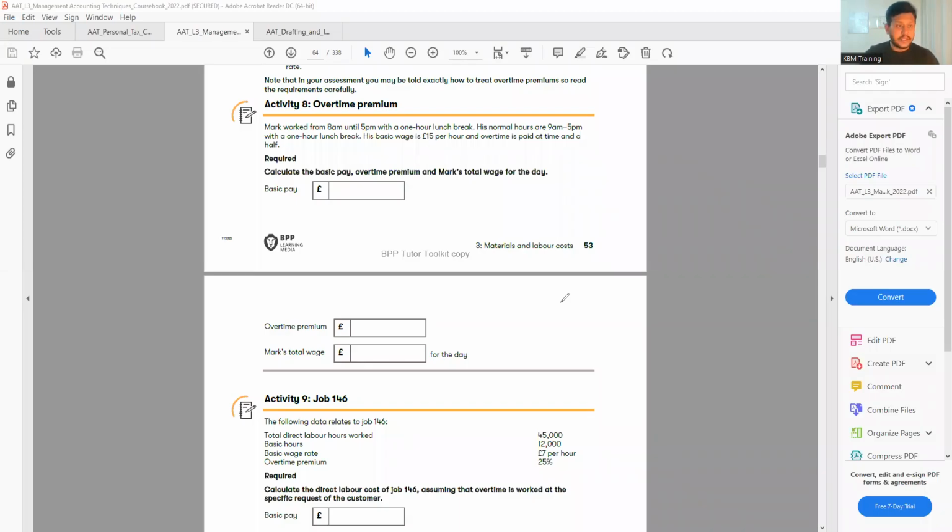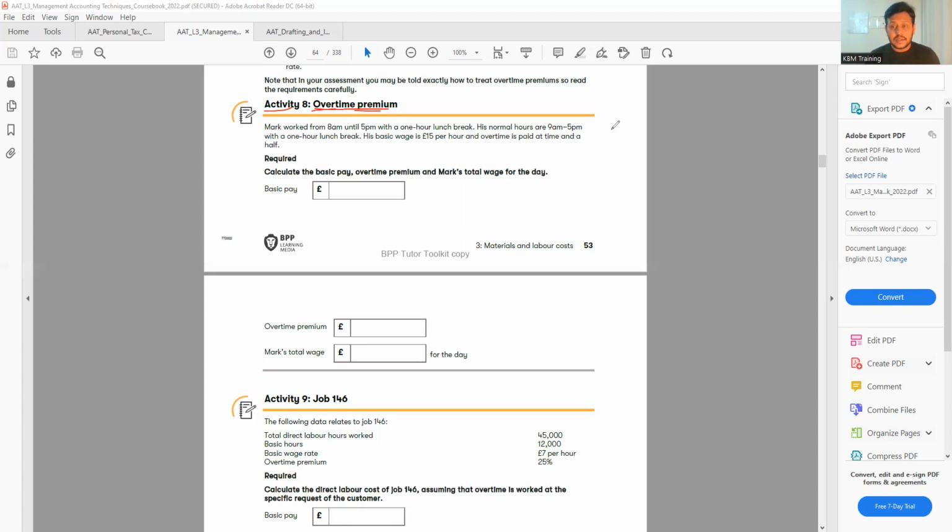So activity 8 is about the overtime premium. Now, last week I discussed something. If you remember, I said the overtime and the overtime premium are completely different things. So you need to be a little bit careful with these two words, because in the exam, some students can be confused and end up with the wrong calculation. When the question says overtime and overtime premium, they are two different things.